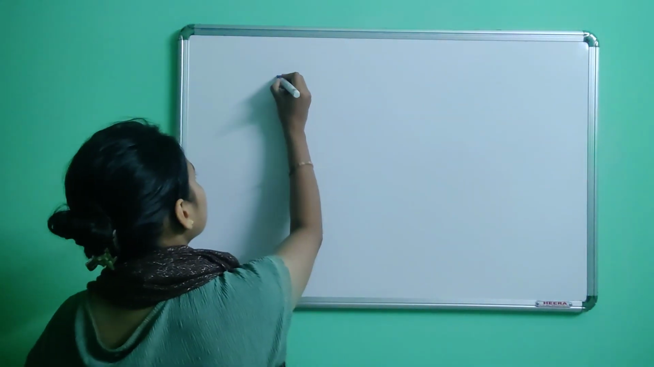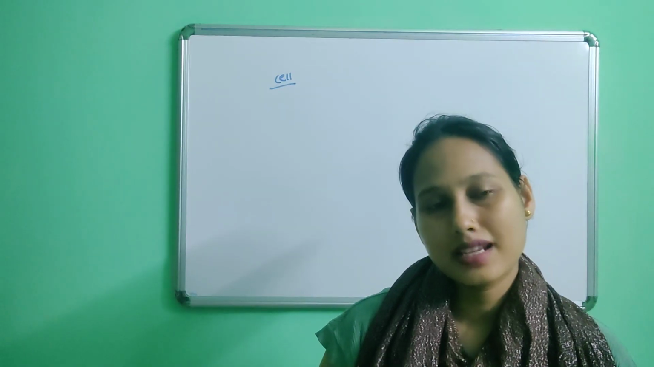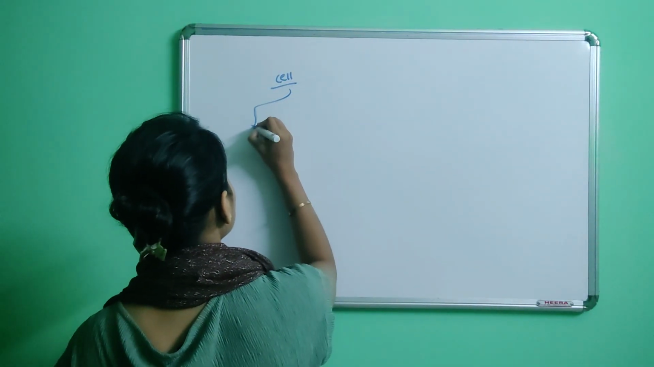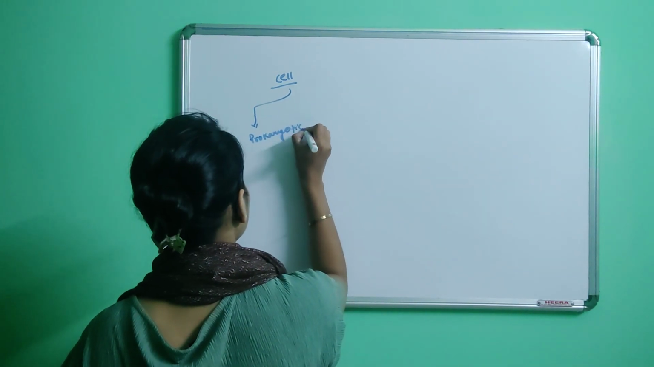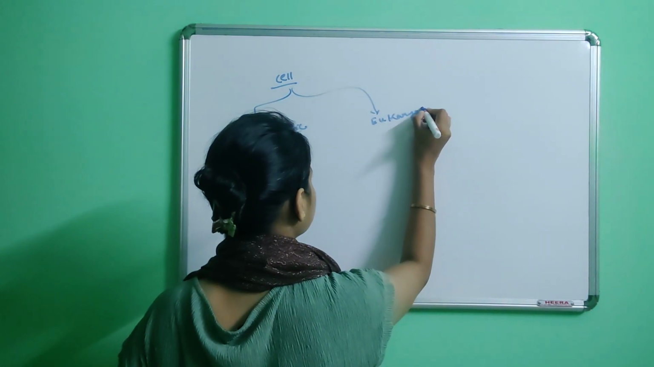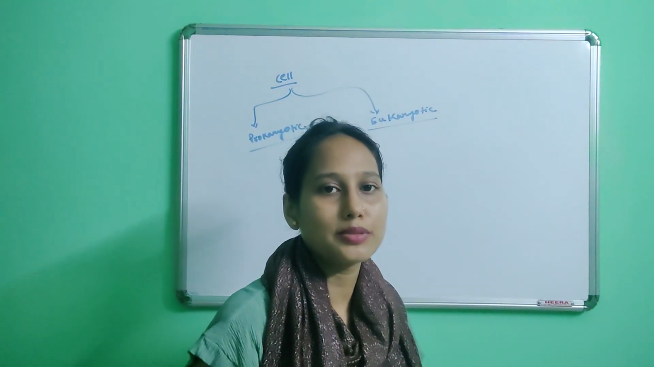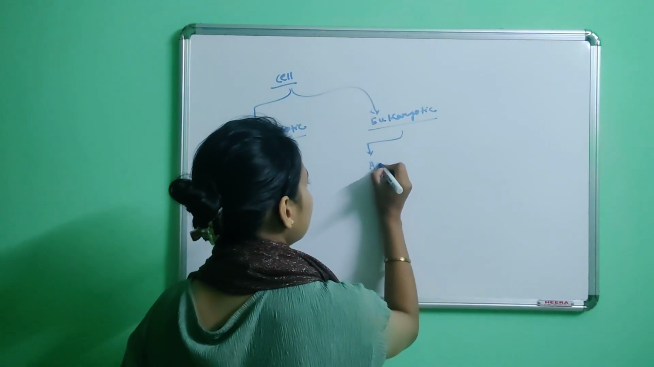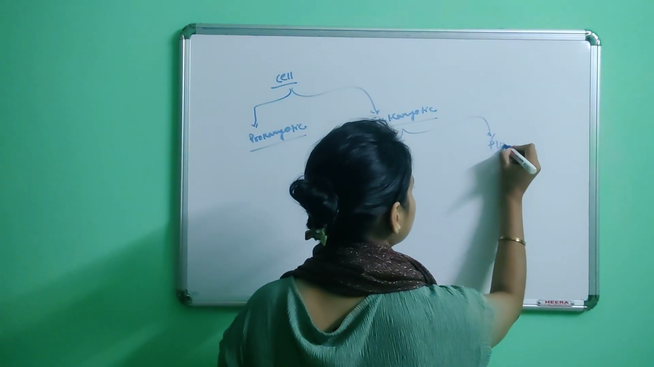A cell can be prokaryotic or eukaryotic. So, first, the prokaryotic cell, and secondly, the eukaryotic cell. The eukaryotic cell is also divided into two sections, that is, the animal cell and the plant cell.